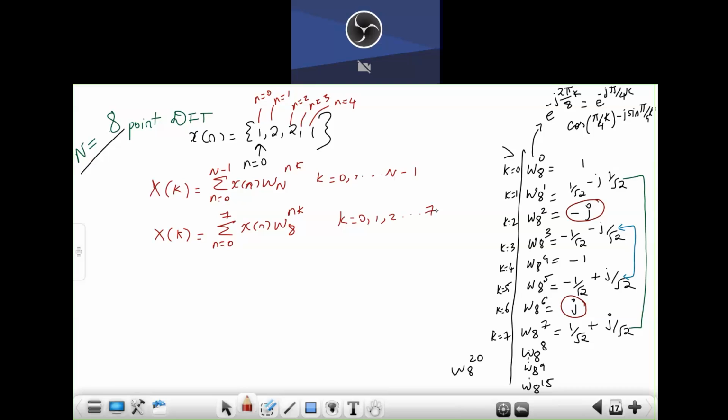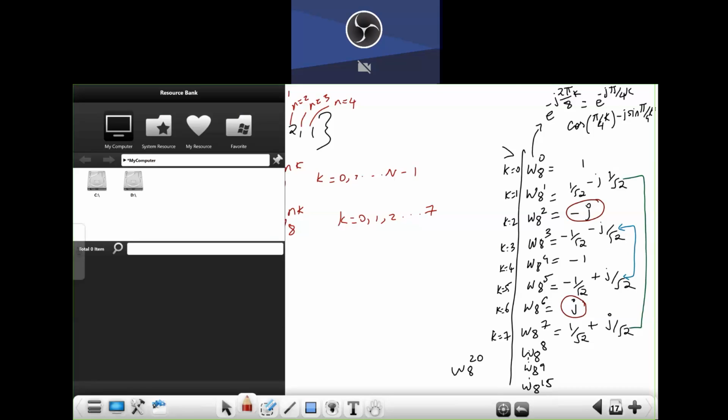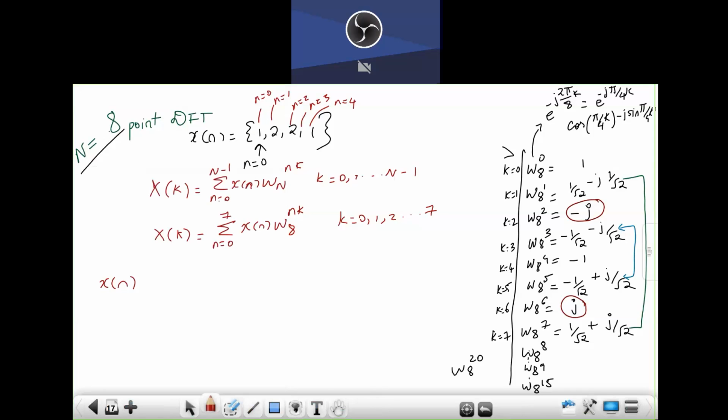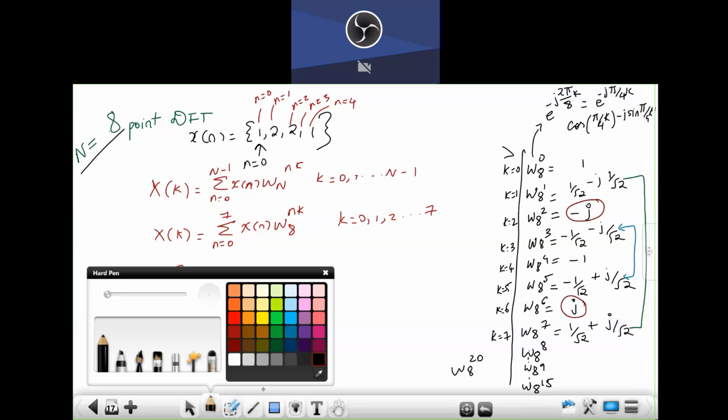But you have samples of small n, the index of the time domain. How many samples are you having? You're just having 4. Ideally, because you want to calculate the spectrum in the frequency domain, it extends further. So what are you going to do? You will rewrite x of n. You will do something called zero padding.